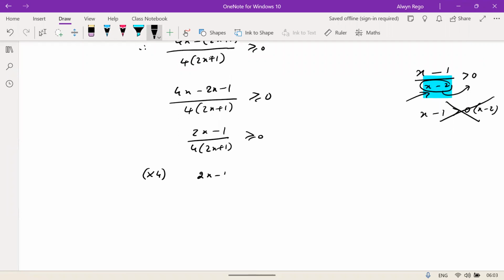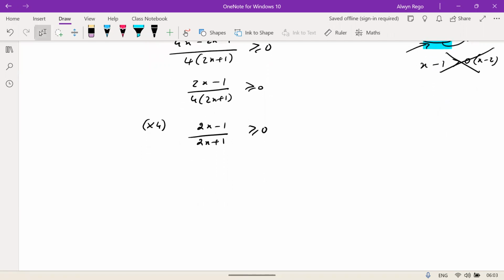Therefore, you have that (2x minus 1) upon (2x plus 1) is more than or equal to 0. Multiplying by a positive does not disturb the inequality. Therefore, if we look for the zeros, when x becomes equal to half the numerator is 0, and the denominator is 0 at minus half. So I write negative half and positive half here.